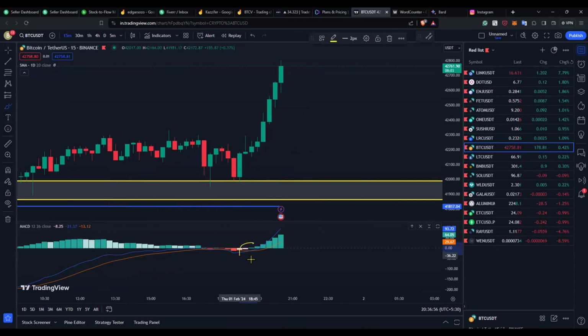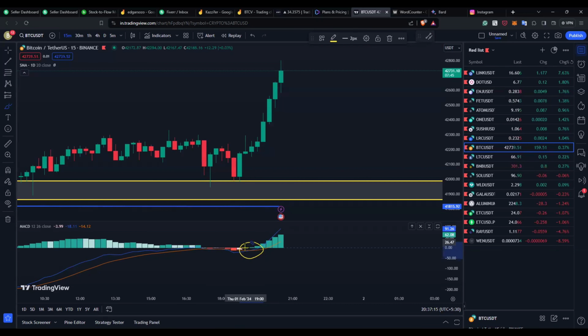See this cross. See, it's close to zero. It's on a 15-minute chart. Remember, it's day trading. This is not swing trading. Yeah, MACD. So this is day trading. Usually I don't suggest doing day trades, but this is what I am explaining right now because I'm already in a trade.